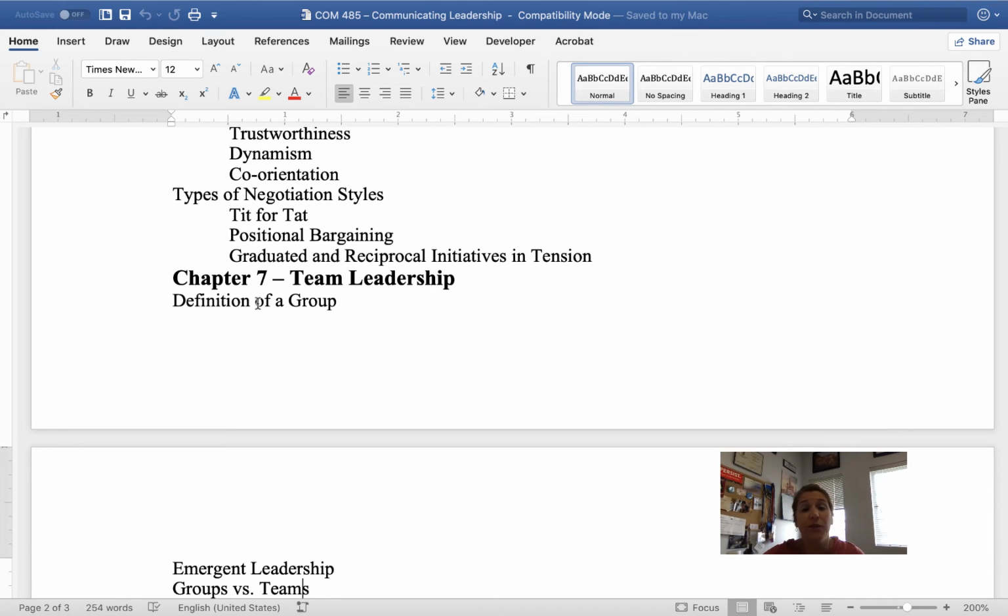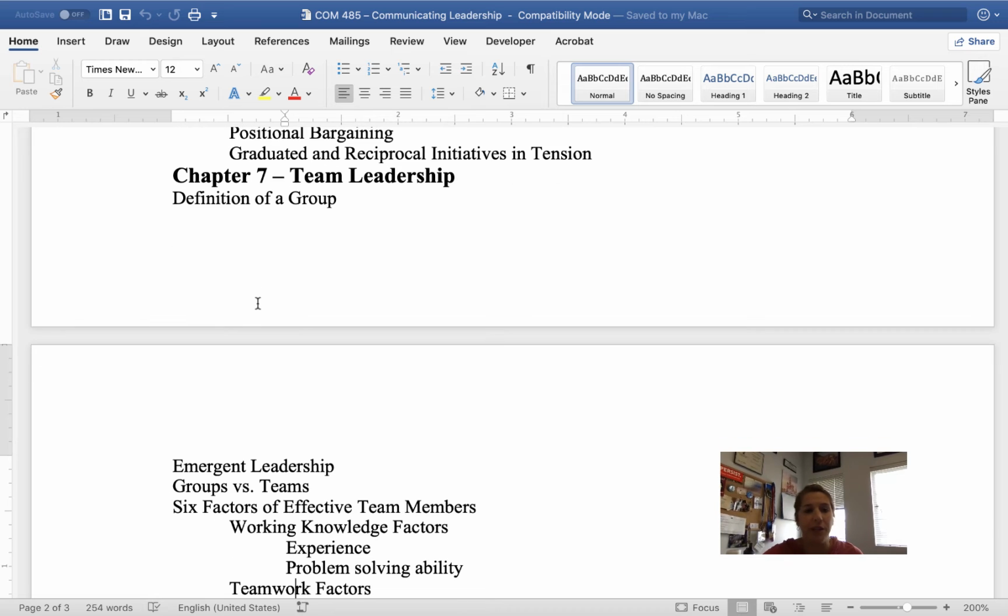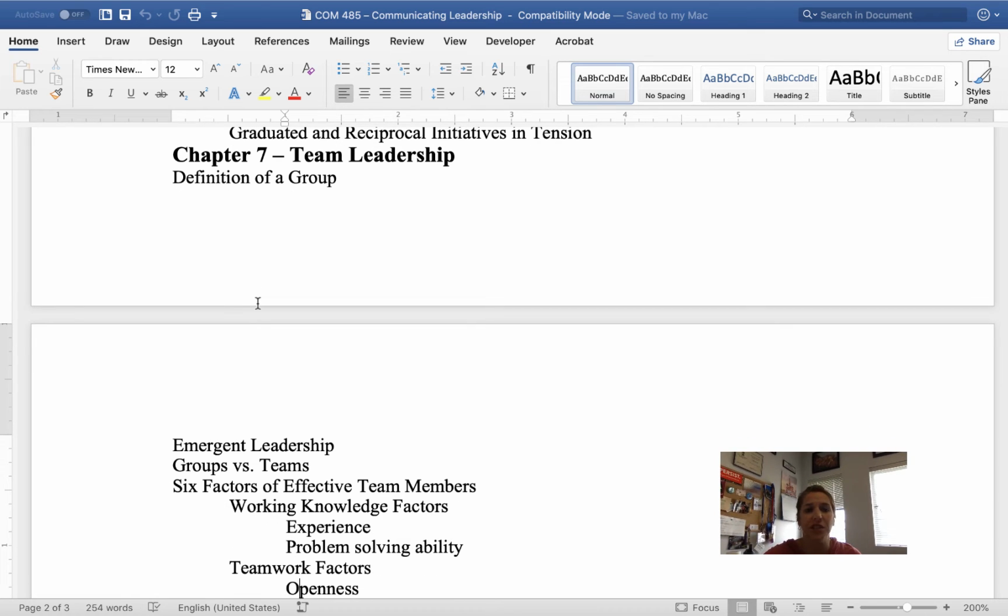All right, so 5 and 6, mostly all about power and influence. We then moved into chapter 7 in the book, which is groups and teams. Definitely note the definition of a group or what makes a group. And that's 6 people generally who are interdependent. It's a key word, and create shared meaning.